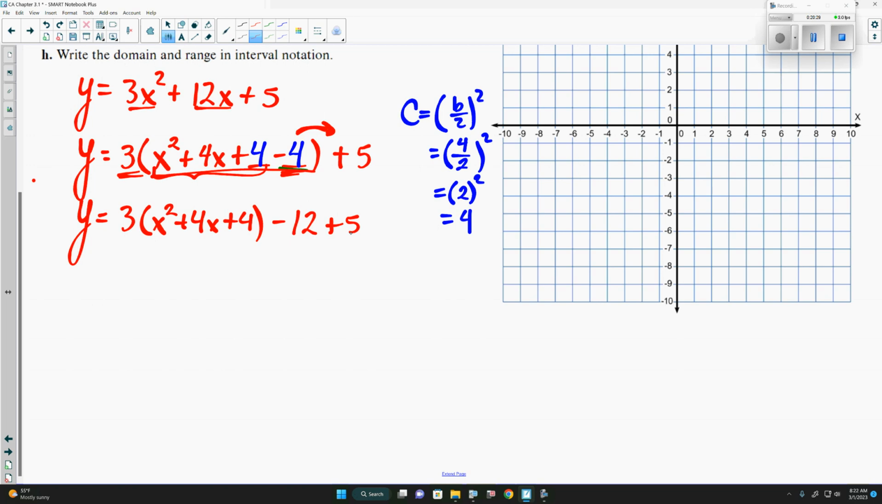Because we don't want to multiply the whole thing through by 3. We don't want to multiply x squared plus 4x plus 4 by 3, because if we did, we'd have to factor it back out to get back into vertex form. Any questions on this so far?